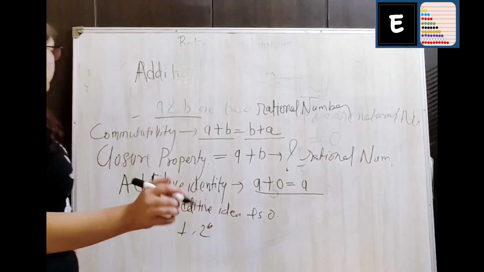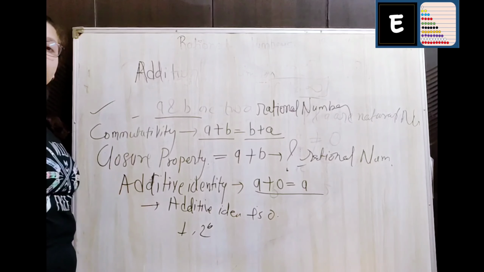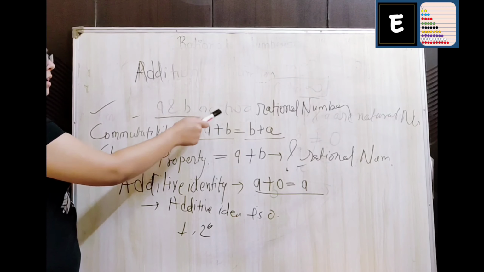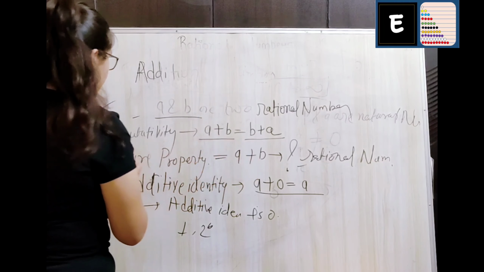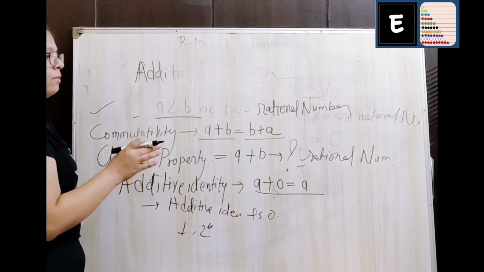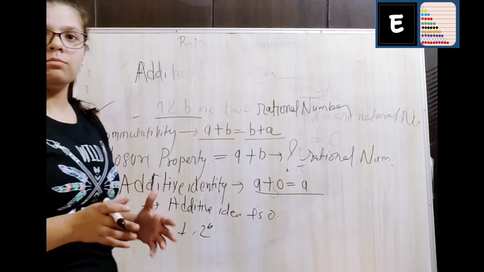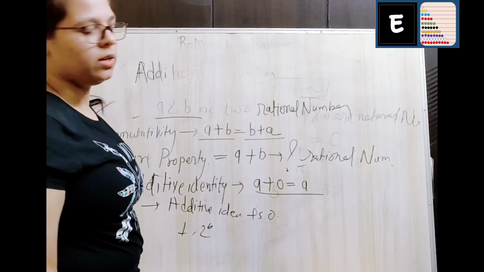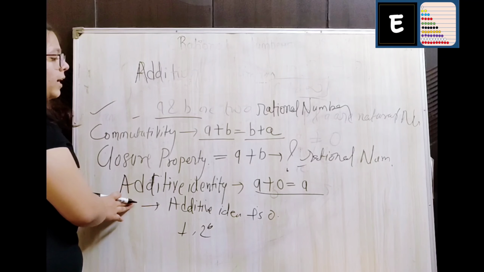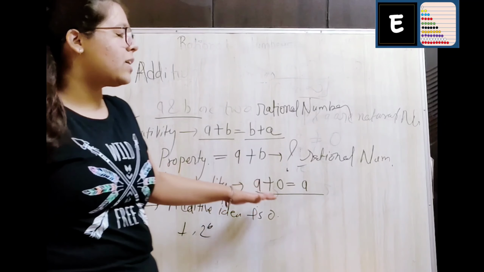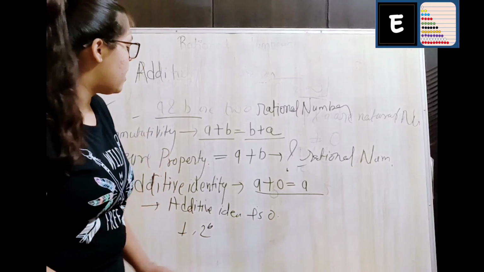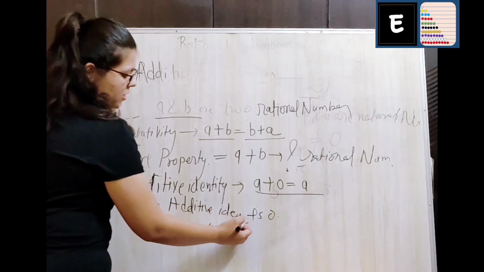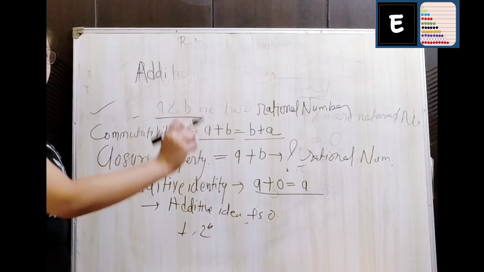So what have we learned till now? First is the commutative property, which means if there are two rational numbers a and b, a plus b is equal to b plus a. Next we have the closure property, which means if we add two rational numbers, the answer will be a rational number. Third, we have additive identity. Additive identity means if we add any rational number to a specific number, we get the same answer. For rational numbers, the additive identity is 0.